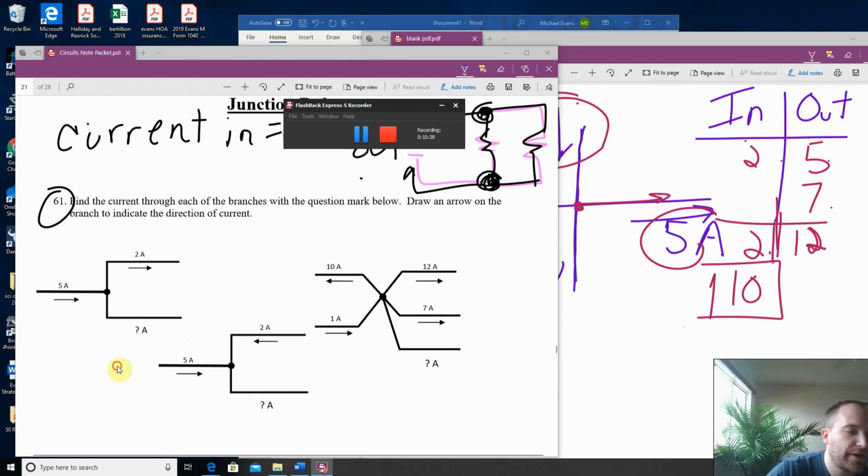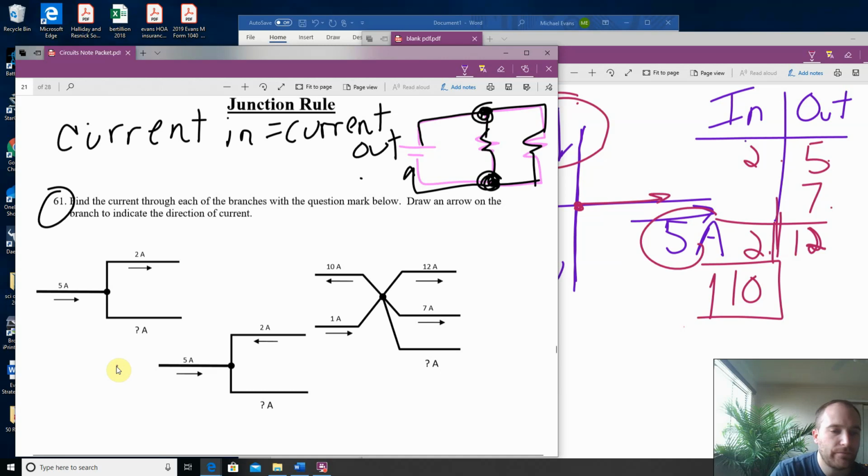Okay, so I'm hoping you try this on your own, but let's go over it together. For this one here, we've got 5 amps this way, 2 amps that way, and we're trying to figure out what's missing here. And again, I'm just going to take sort of an inventory of what's going in and what's coming out.